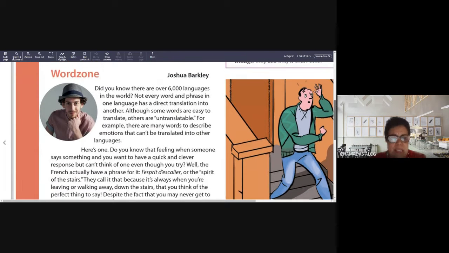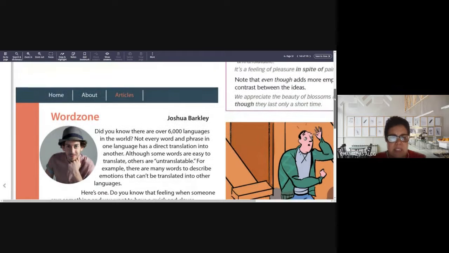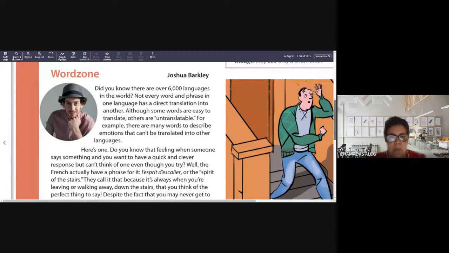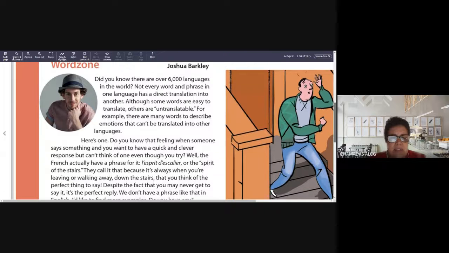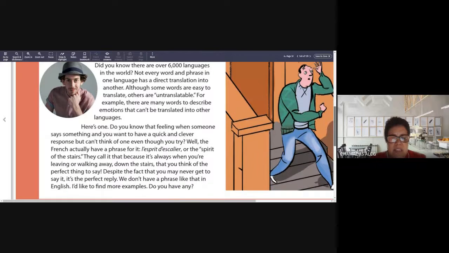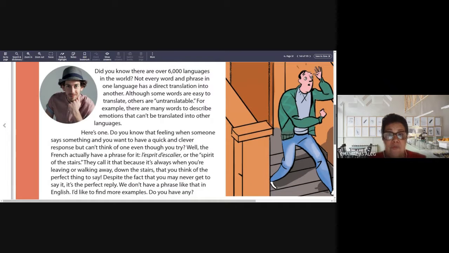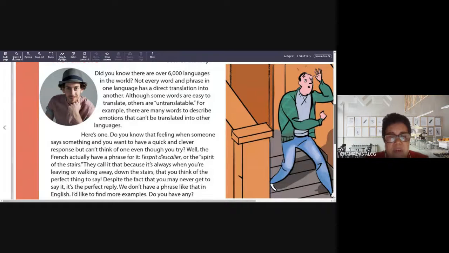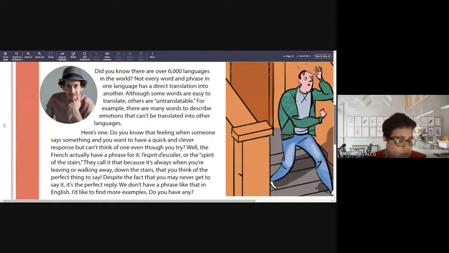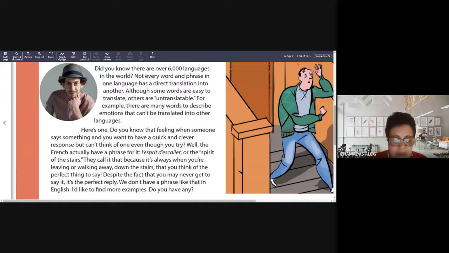This text here is from a blog, as you can see, by Joshua Barclay, and they want us to find examples of verb plus to infinitive. Let's see if we can find any examples. I'll give you one minute. See if you can find any examples, and then we discuss.